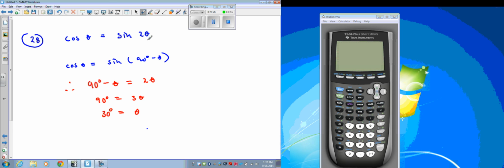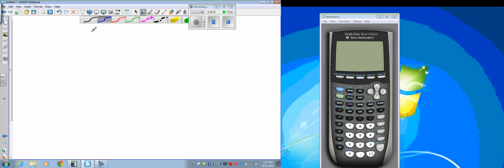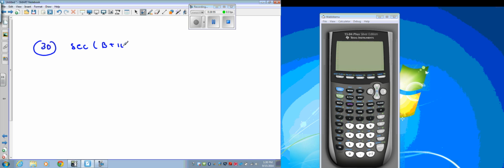These are not quite so intuitive. Maybe I'll do 30. Secant of beta plus 10 degrees equals cosecant of 2 beta plus 20 degrees.